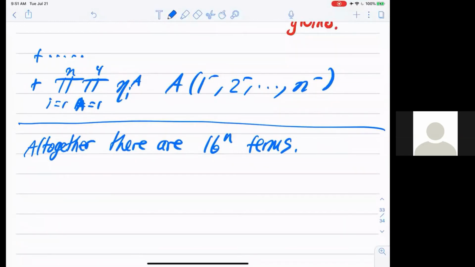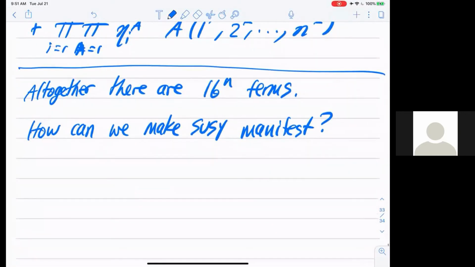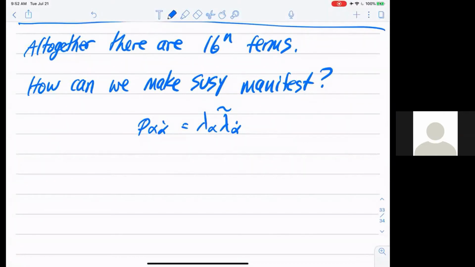Okay, now, how can we make supersymmetry manifest? Well, to that end, you have to look at the supersymmetry generators. Remember that momentum is given by lambda, lambda tilde, as we saw a long time ago. If you look at the supersymmetry generators, there are two types of supersymmetry generators. There are the Qs. Okay, there are eight of these because the index alpha runs over 1 and 2, and the index capital A runs over 1 to 4. So there are eight of these Qs, and then there are eight Q bars.